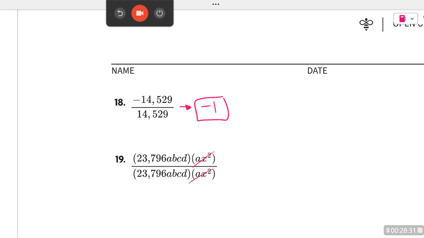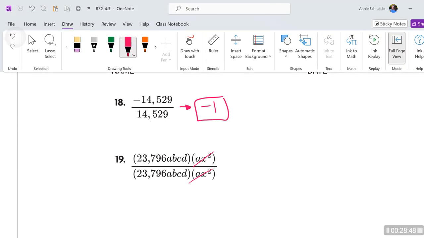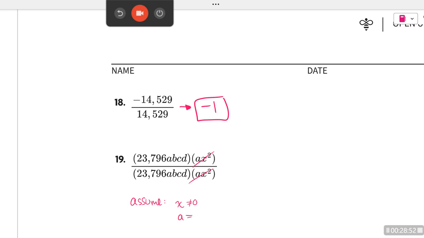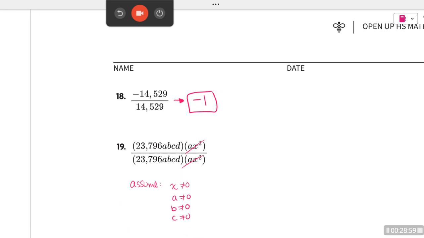I could notice that I can divide these. Now technically, we're assuming x does not equal 0 here, but if it was, then we'd have an undefined fraction anyway. I'll keep that. Assume x doesn't equal 0. We're also going to assume a does not equal 0, b does not equal 0, c does not equal 0, and d does not equal 0, because if any of those terms were 0, we'd get something undefined. So we can assume that.